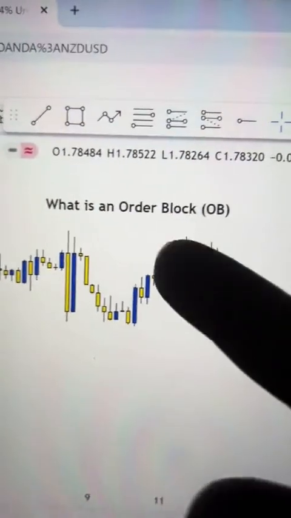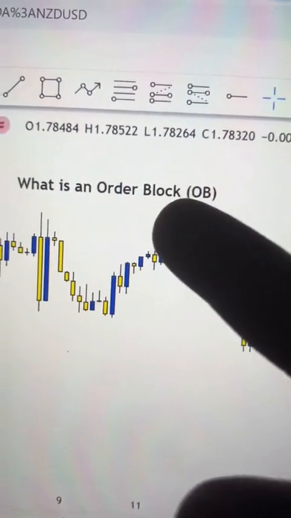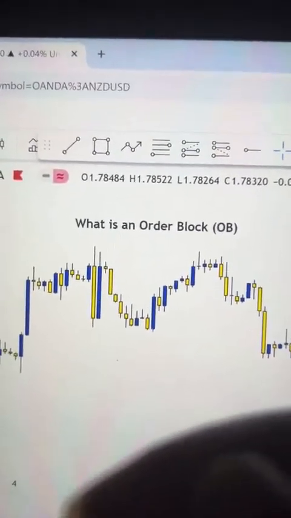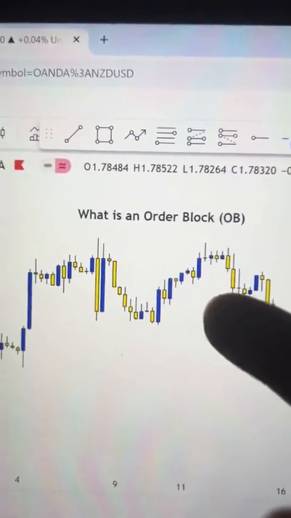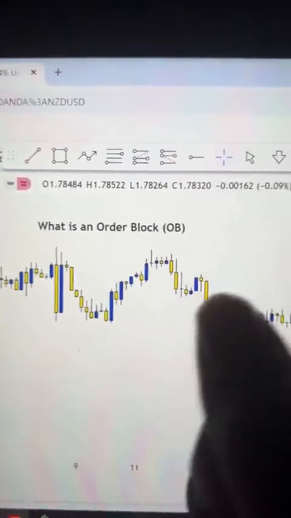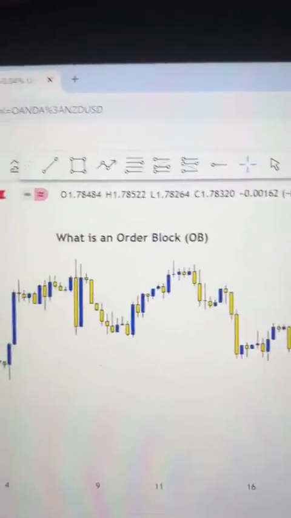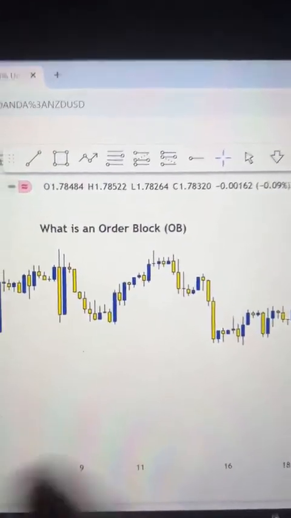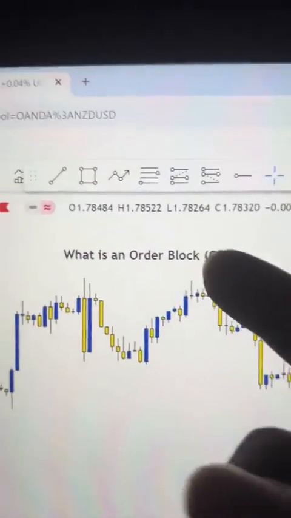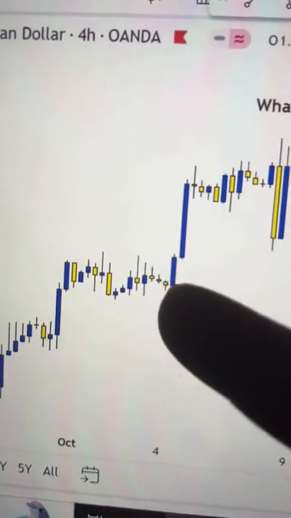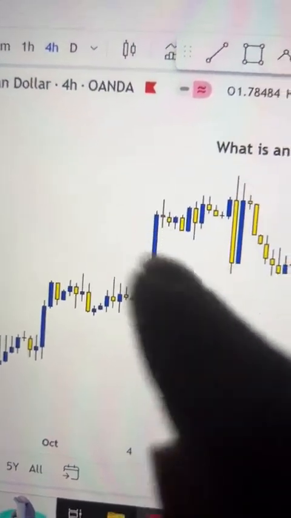First thing first, we have order and we have block. What is order? Order is when you are requesting for an item. You want to buy an item. Why block? Block is huge amount. It's like, let's say someone sends you a huge amount to your account. We tend to call that amount a block. You understand? So order block is an order where a huge amount was dumped in the market. From this area here, a huge amount was put in the market. This area, a huge amount was put in the market.